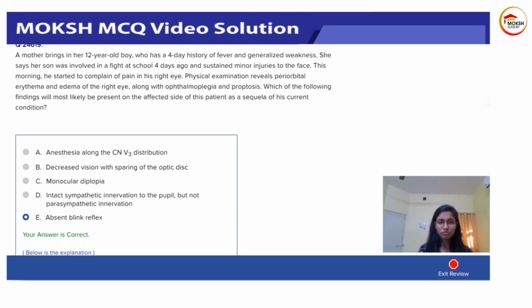Right? Moreover, we have parasympathetic, right? We have cranial nerve 3 also passing through the cavernous sinus. And so both sympathetic and parasympathetic will be affected.